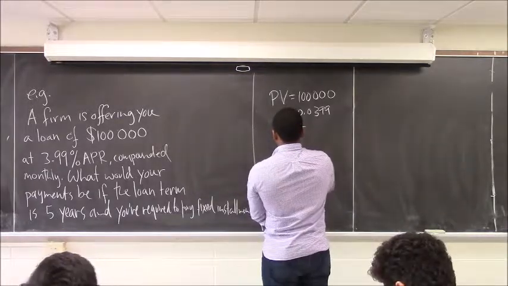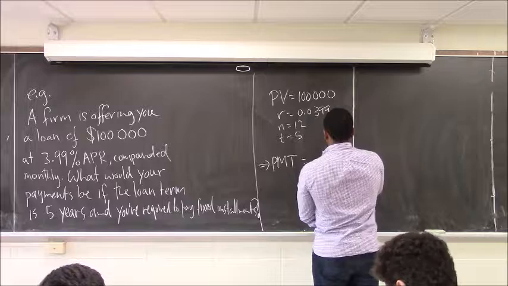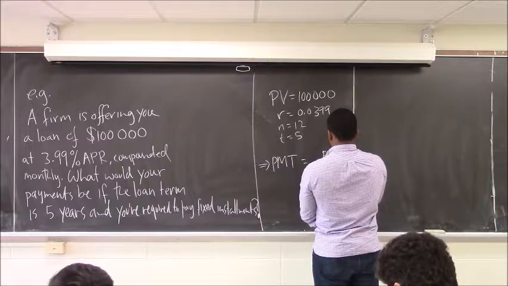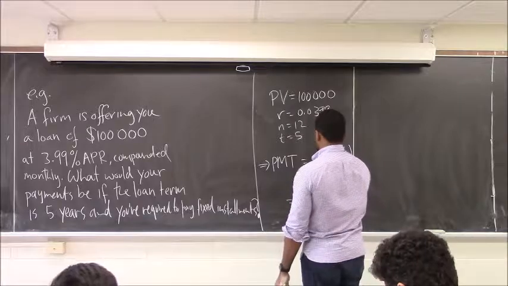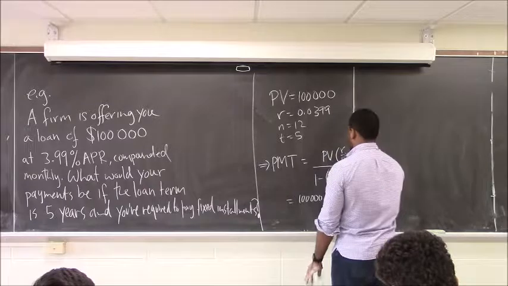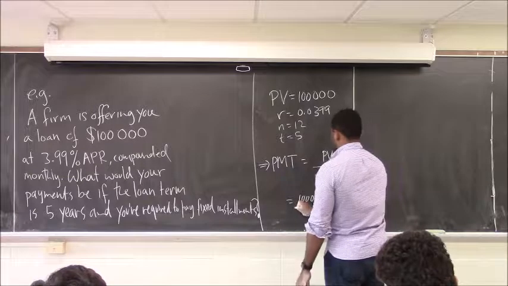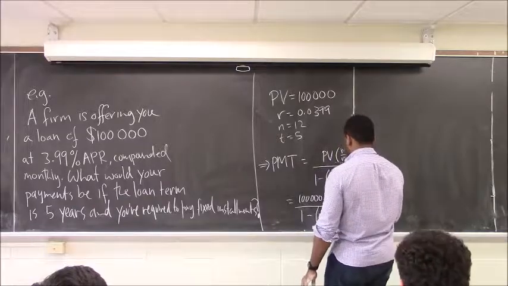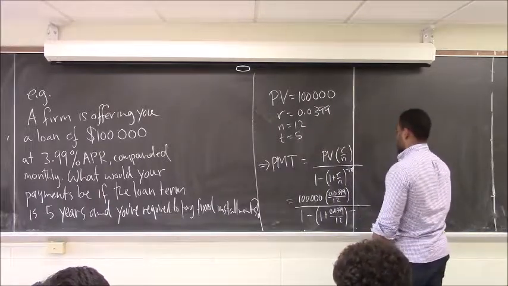So we're going to need the payments. That's going to look like PV times r over n over 1 minus 1 plus r over n to the minus nt. So that's going to be 100,000 times 0.0399 over 12 over 1 minus 1 plus 0.0399 over 12 raised to the minus 12 times 5, which is 60.